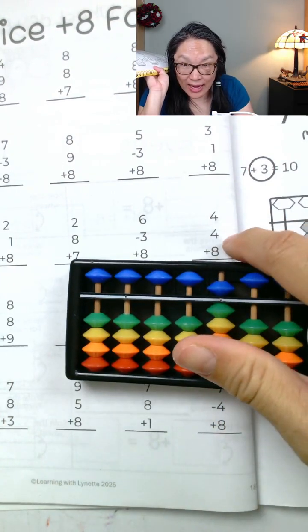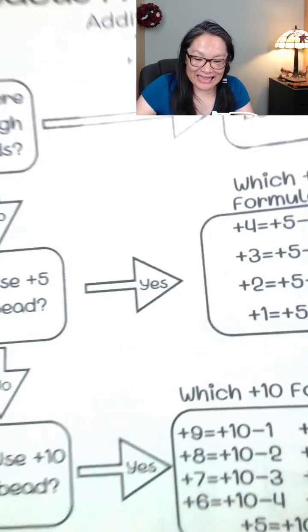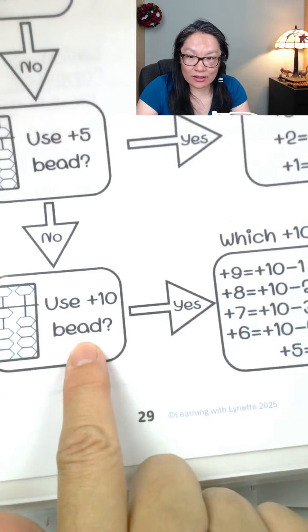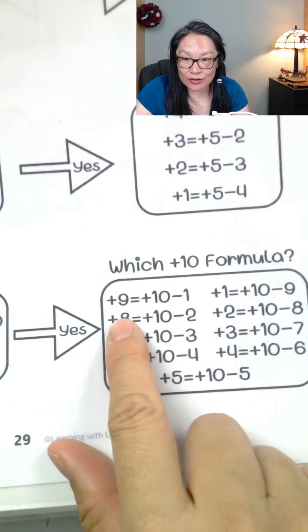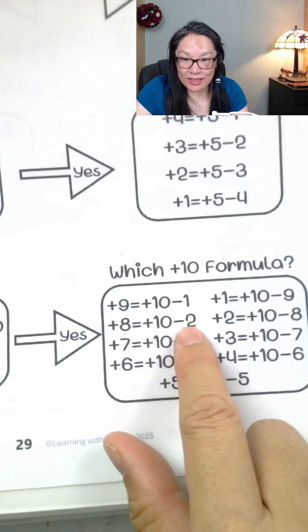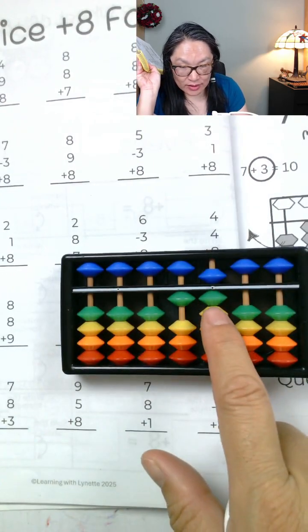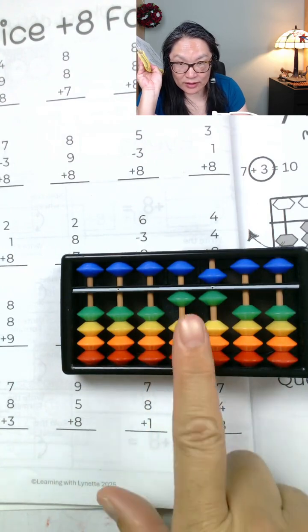And then I need to add the 8. Is there enough to add the 8? No, there is not enough. So what do? I go here. To add the 8, I have to plus the 10 minus the 2. So I plus the 10, and I take away the 2. So my final answer is 16.